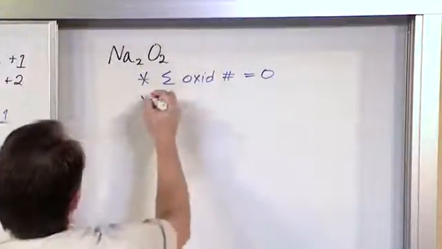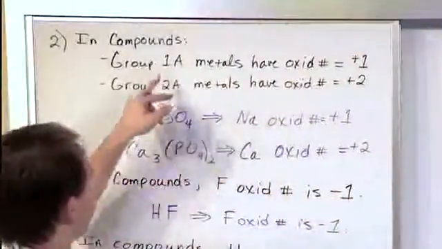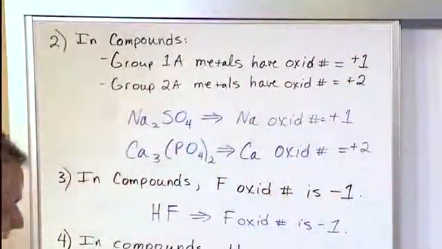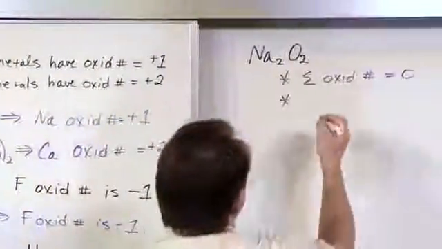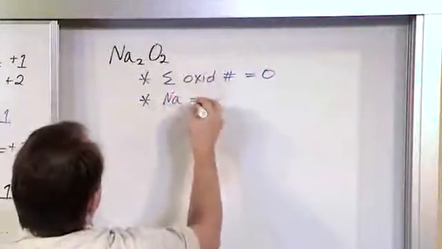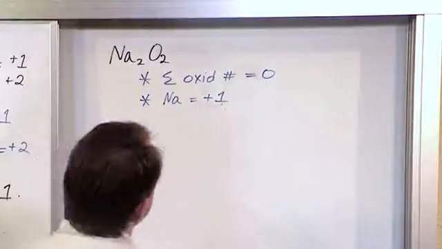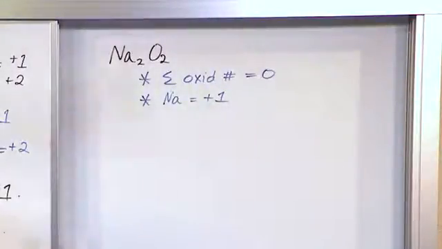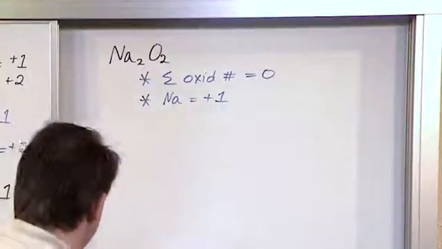All right, so then let's go down the list. Okay, do I have any group 1A metals? And the answer is I do. I have a lot of sodium here. So the sodium is positive 1. All right? And then the question is, you always have to circle back every time you write something down. Do I have enough information to find the answer to all of these things?